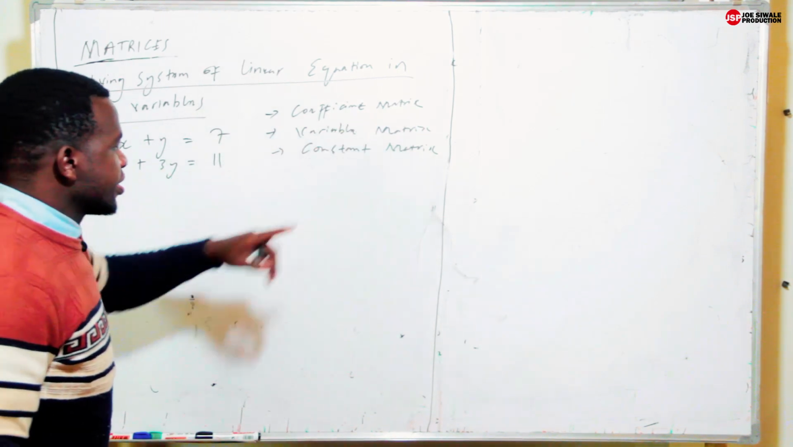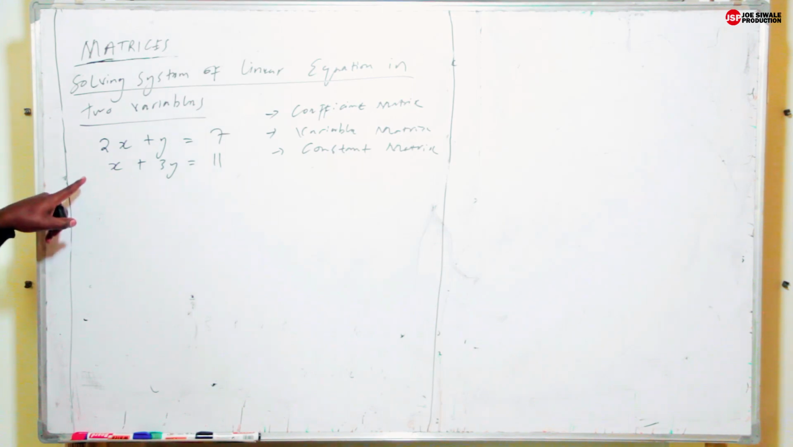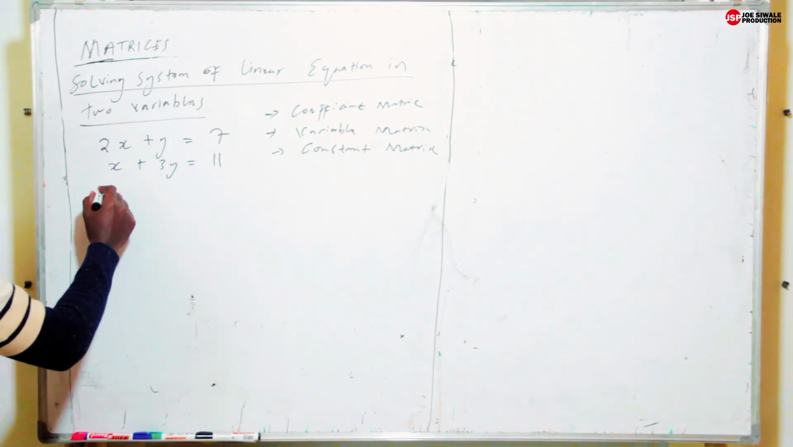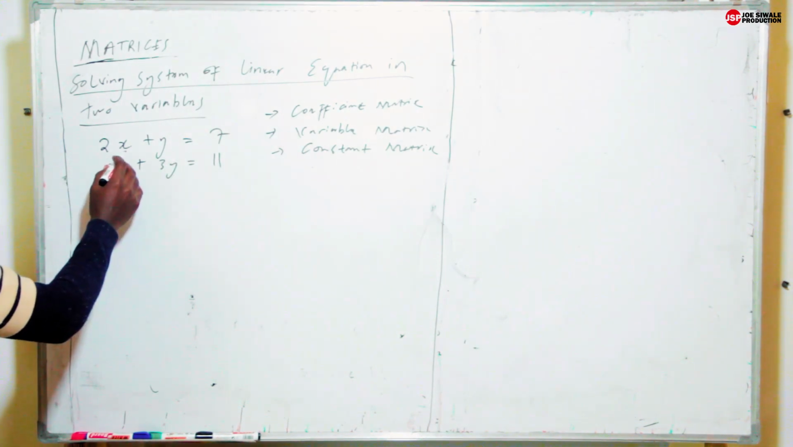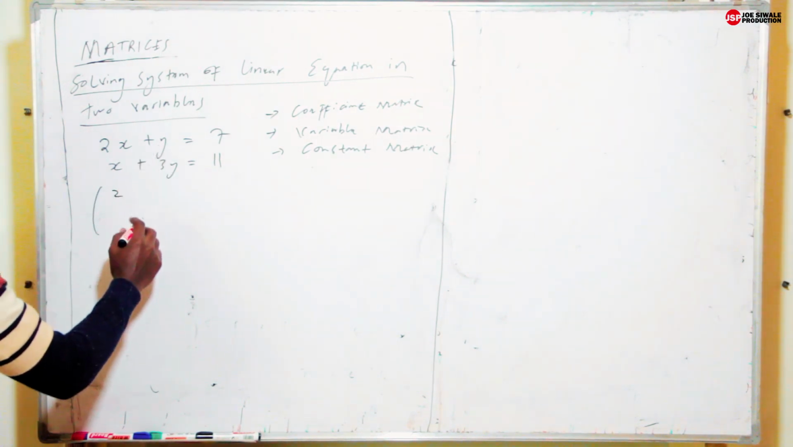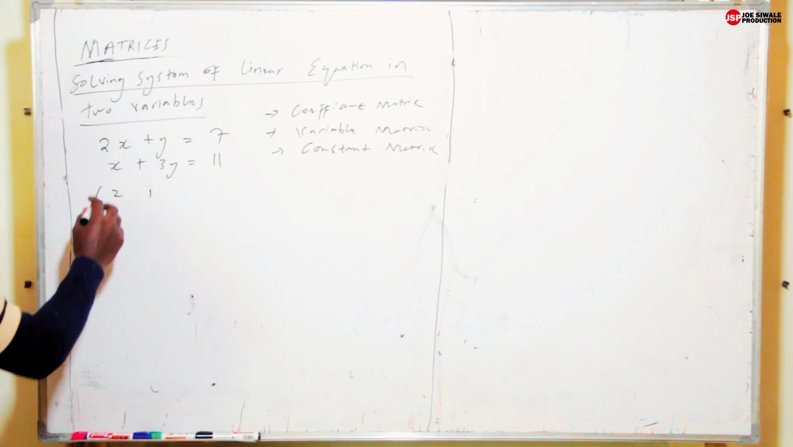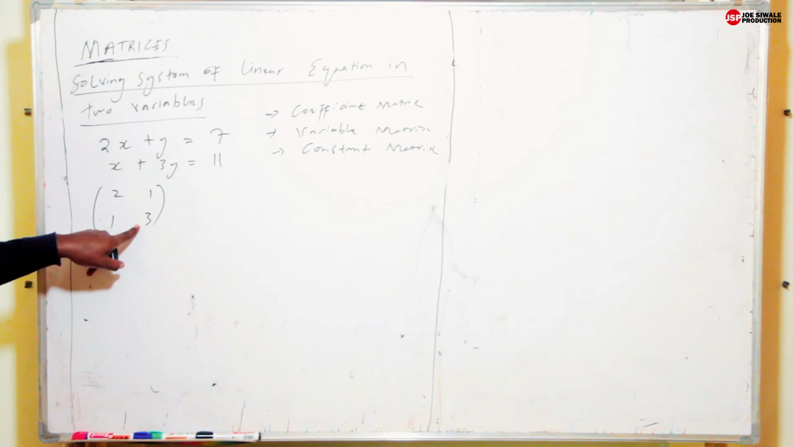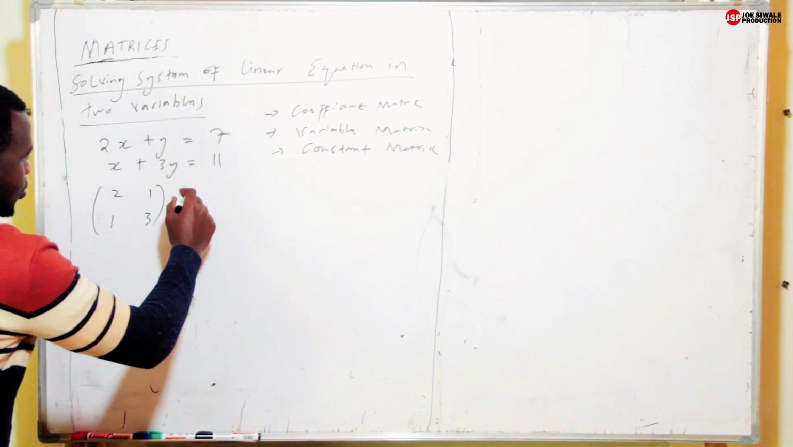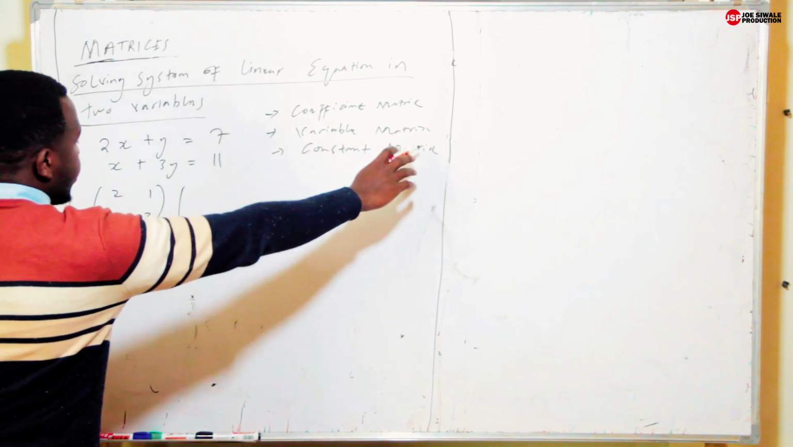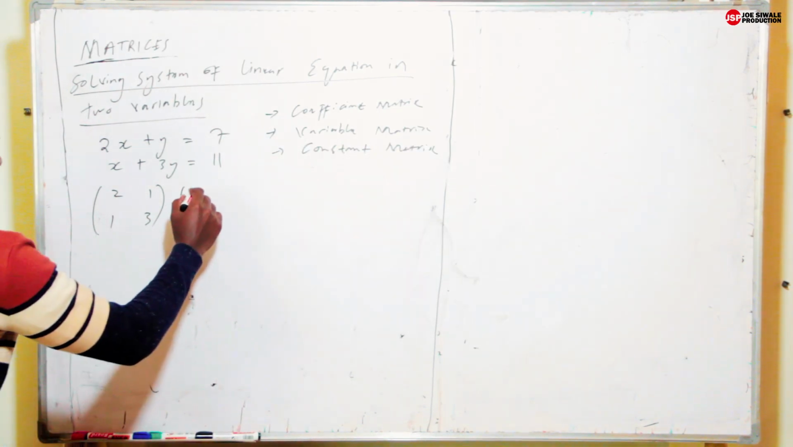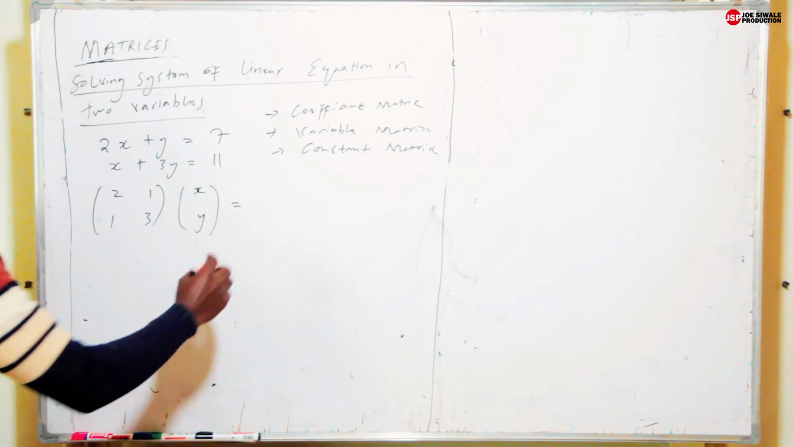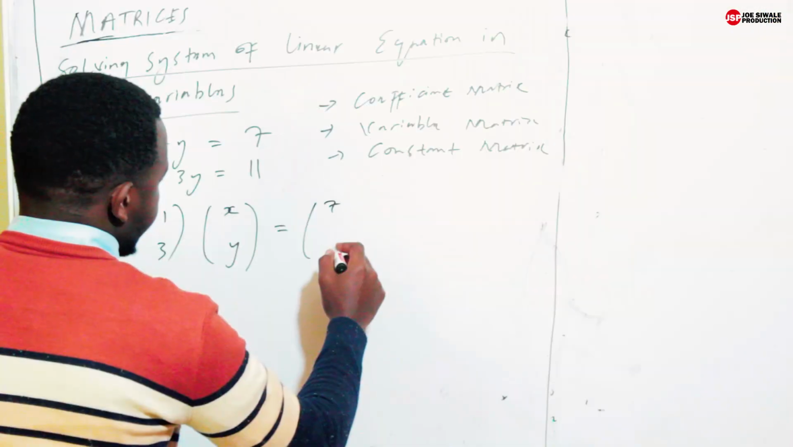So for the coefficient matrices there, we're going to be getting the figures that are in front of x and y variables. So to do that, we're going to say, what's the coefficient of x there? It's 2. What's the coefficient of y there? It's 1. The coefficient of x there, it's 1. Then the coefficient of y there is 3. So this is our coefficient matrix. Then coming to the next one, which is our variable matrix there. So we only have two variables. We have x and y. Then for the constant matrix there, it's going to be 7, 11.